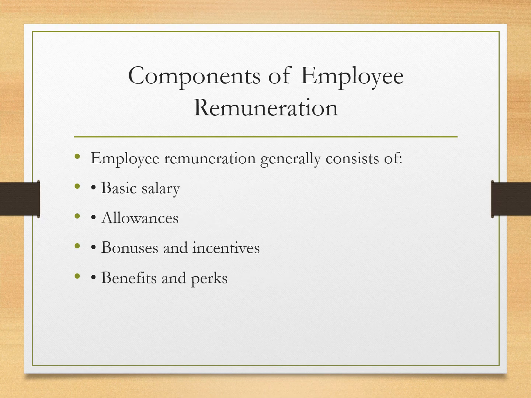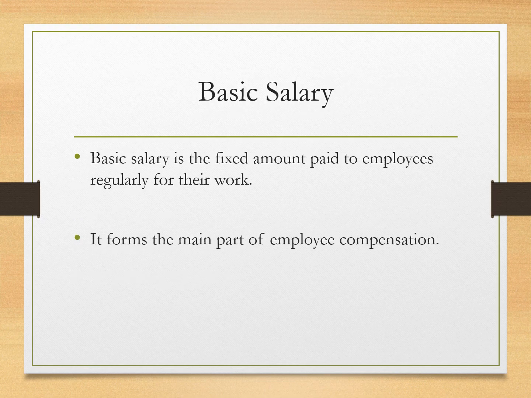Components of employee remuneration. Employee remuneration generally consists of basic salary, allowances, bonuses and incentives, and benefits and perks. Basic salary. Basic salary is the fixed amount paid to employees regularly for their work. It forms the main part of employee compensation.